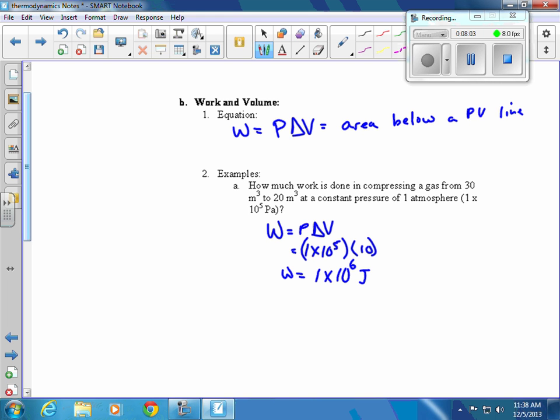Wait a minute, we always have to say, is work going to be positive or negative? The way to tell is it says it's compressing right here. So that tells me work is positive, so it's going to be positive 1 times 10 to the 6th joules.